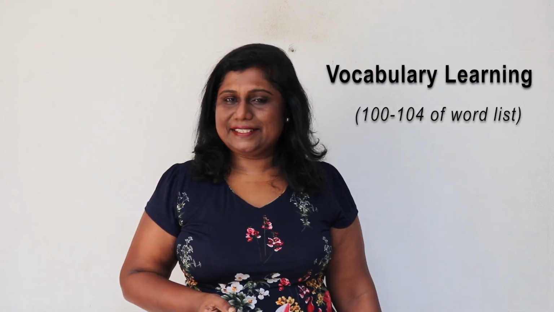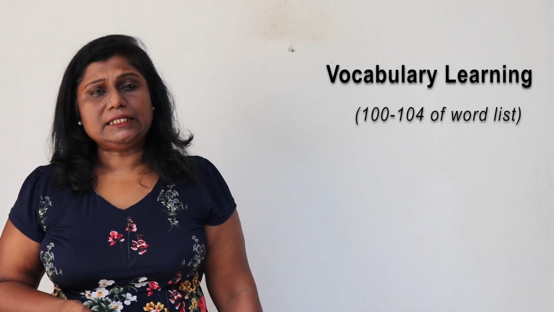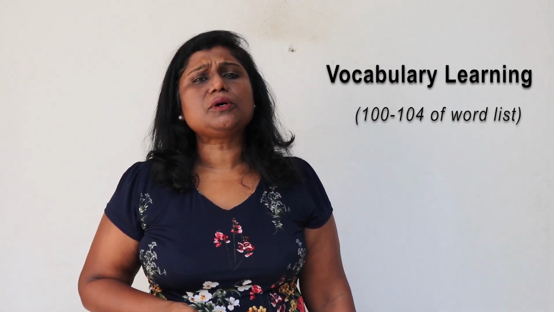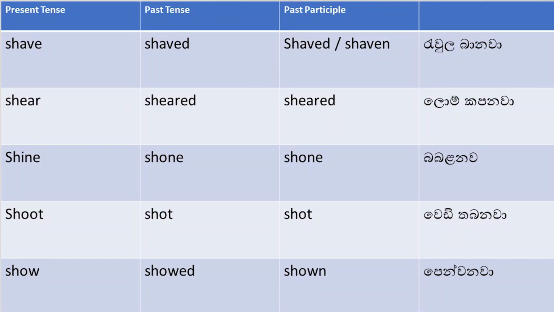Okay, everybody, take out your word list. Today we are going to learn the words from 100 to 104. You can repeat after me. The first column shows the present tense of the verb, second column past tense of the verb, and the third column past participle of the verb. And the singular meaning is also given.